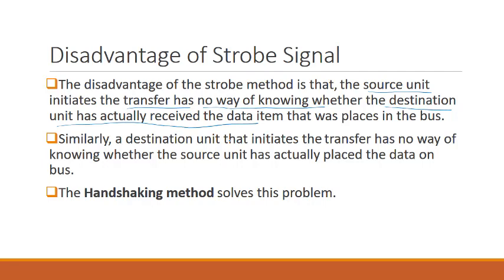Similarly, the destination unit that initiates the transfer has no way of knowing whether the source unit actually placed the data on the data bus or not. That means when the destination unit initiates a strobe signal, there is no prior information about whether the appropriate sender, that means the particular sender, is sending the data. This problem is solved using the handshaking method.